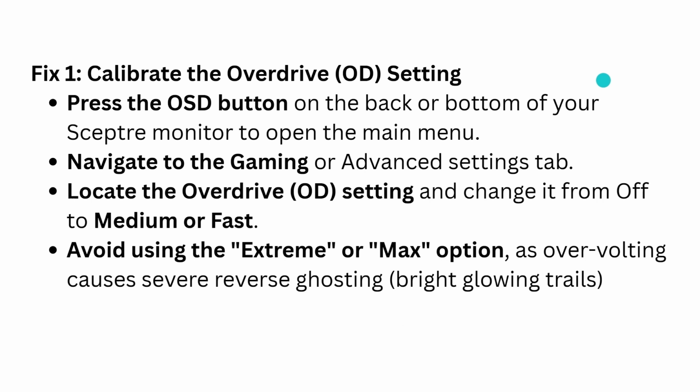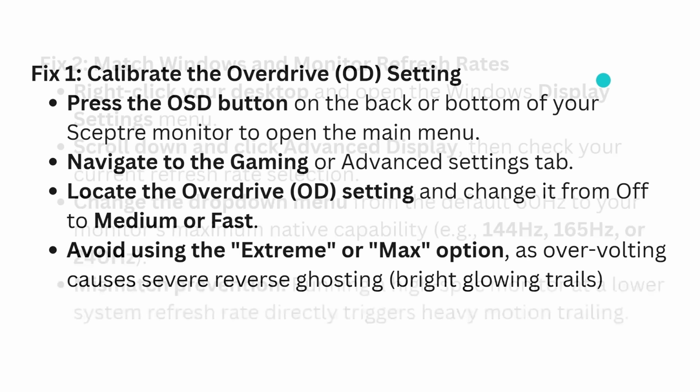Press the OSD button on the back or bottom of your Sceptre monitor to open the main menu. Navigate to the gaming or advanced settings tab. Locate the overdrive setting and change it from off to medium or fast. Avoid using the extreme or max option, as overvolting causes severe reverse ghosting, which shows up as bright glowing trails.